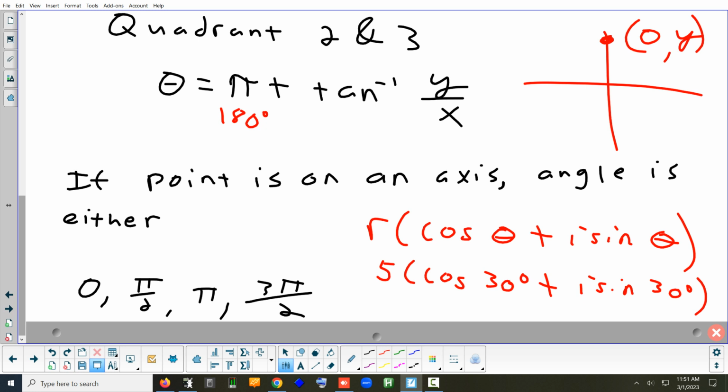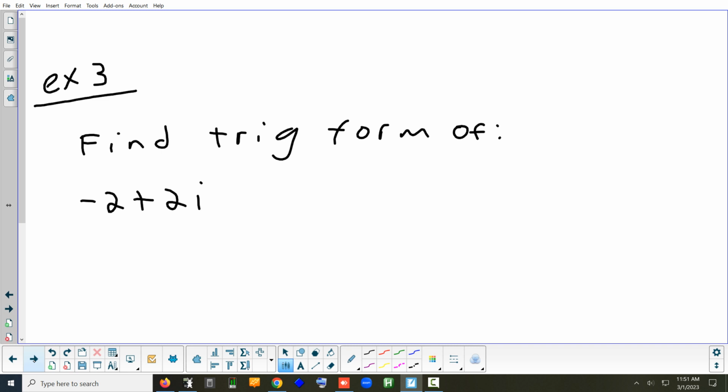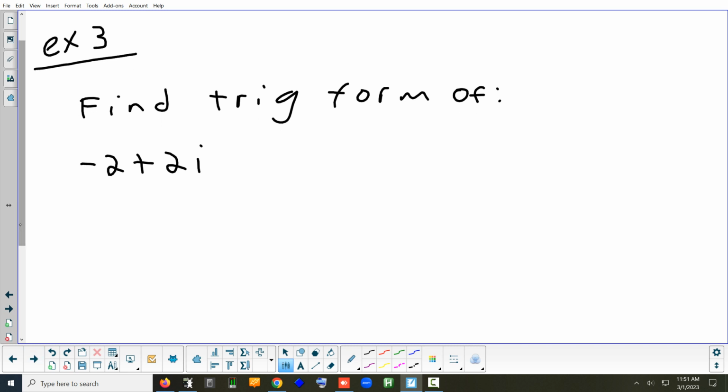If you did this out, what you'd be doing is changing it back to what you started with. Okay, so we'll go through one right now. So now here's some real numbers. I want to find the trig form of -2 plus 2i. What are the two things that I need to find to write something in trig form? I need R and theta. Let's start with R.